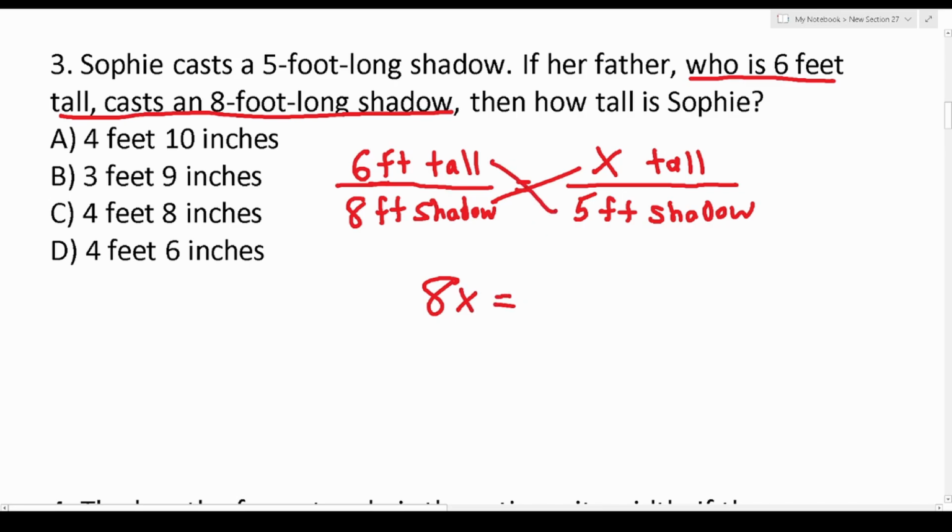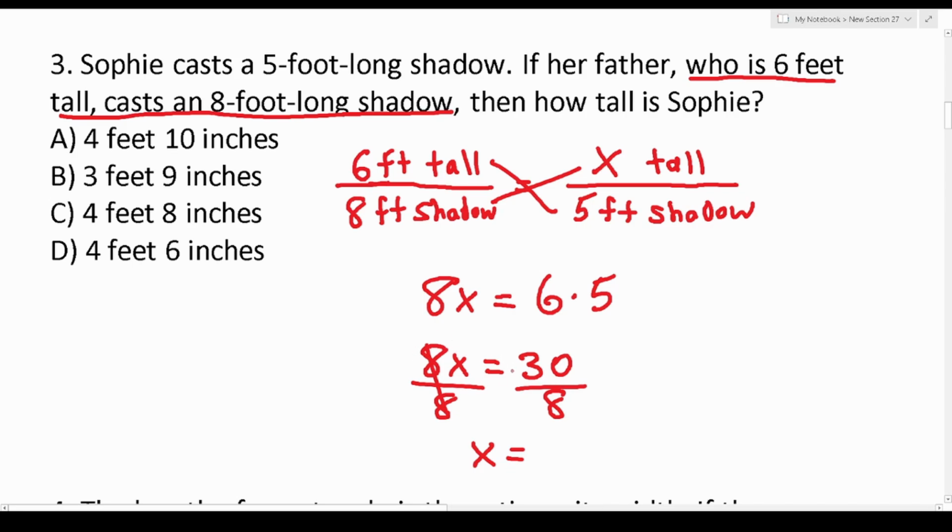And then we're going to do 6 times 5. And I'm going to write that out just so you can see it. 6 times 5. Okay, so this is 8x equals 6 times 5, which is 30. To solve for x, which is the height of Sophie, we're going to divide both sides by 8. This will cross out here. This will become x equals, as we can see, 30 over 8.